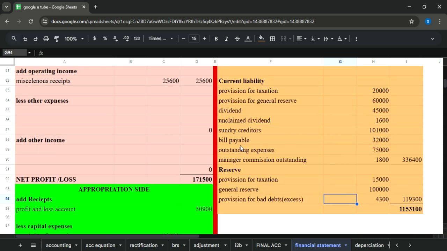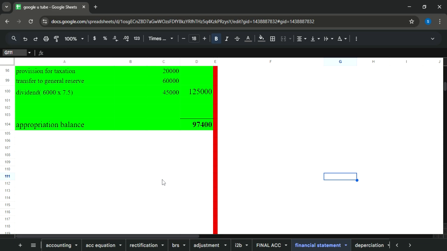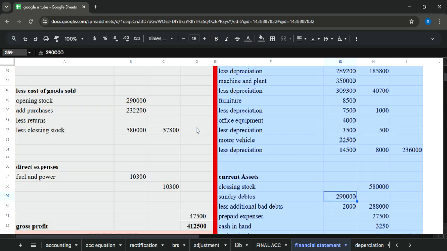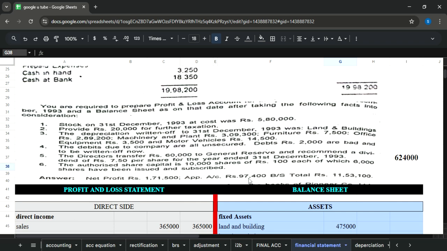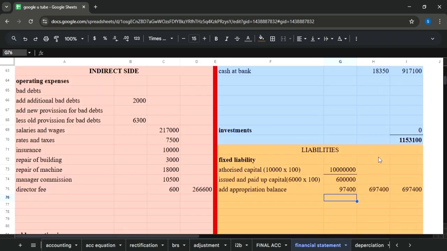Our net profit is 171,500. Answer is also 171,500. Appropriation 97,400. And here appropriation 97,400. Balance sheet we have matched. In this way, all three answers are matched. One excellent learning we have in today's lecture, we have solved this question in two ways. First, this minus was present over here. Answer was minus 4,300. When we have put it, same balance sheet answer, and we have skipped it, same balance sheet answer we have got.